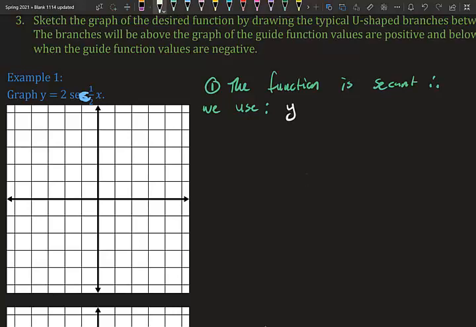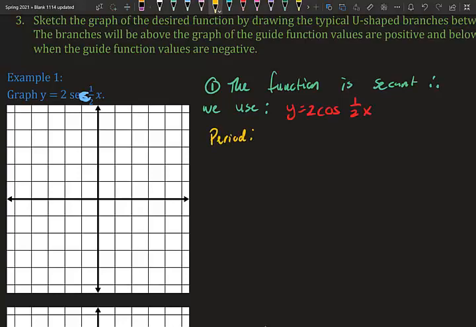So we're going to use y equals 2 cosine 1/2 x. We literally just replace the function. We're going to use it as a guide. So let's graph cosine. To graph our cosine function, we need the period.